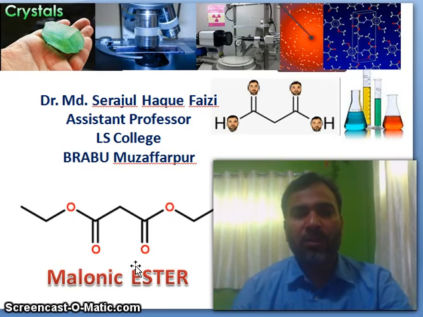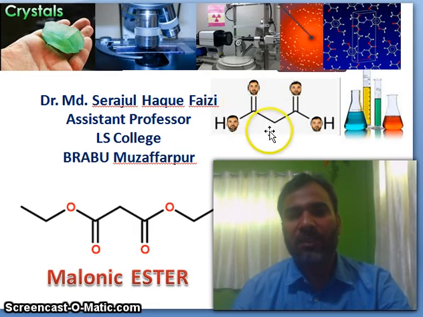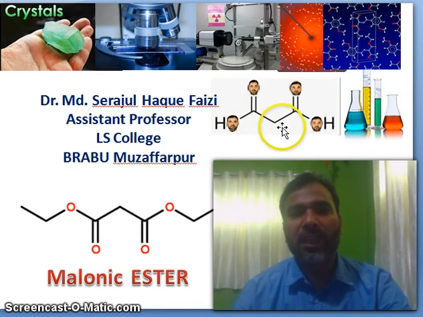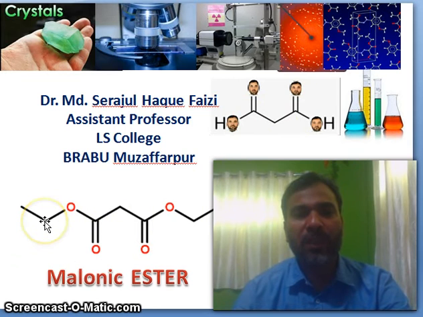So, let us start with malonic ester. What is malonic ester? You see the structure. First you see the malonic acid, COOH and COOH. This is malonic acid, which means there are 1, 2, 3 carbons. And this hydrogen is replaced by an ethyl group, and this hydrogen is replaced by an ethyl group. Then it becomes the malonic ester.